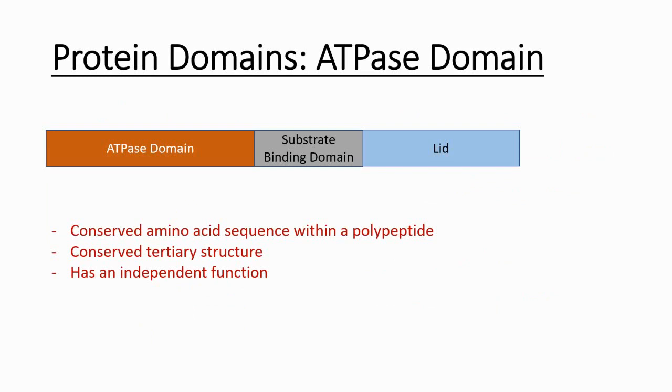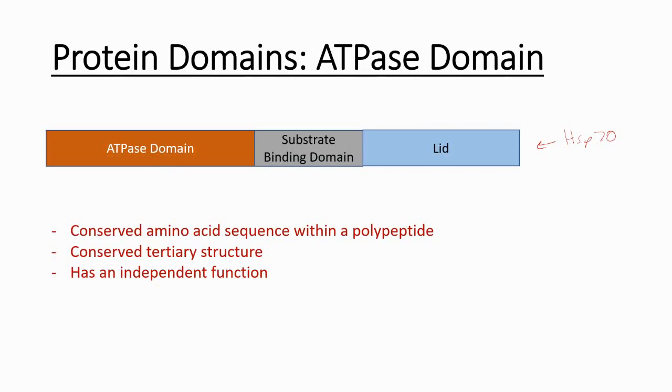Another important feature of a protein is the protein domain. What is a protein domain? Let's have a look at this example of something called HSP70, which is heat shock protein 70. What does HSP70 contain? It contains the ATPase binding domain, the substrate binding domain, and the lid.